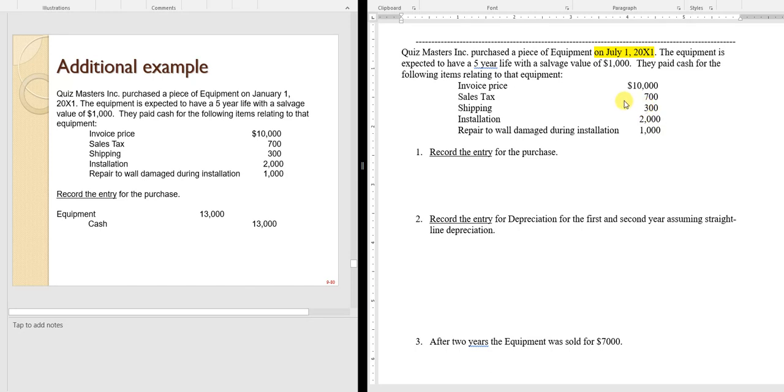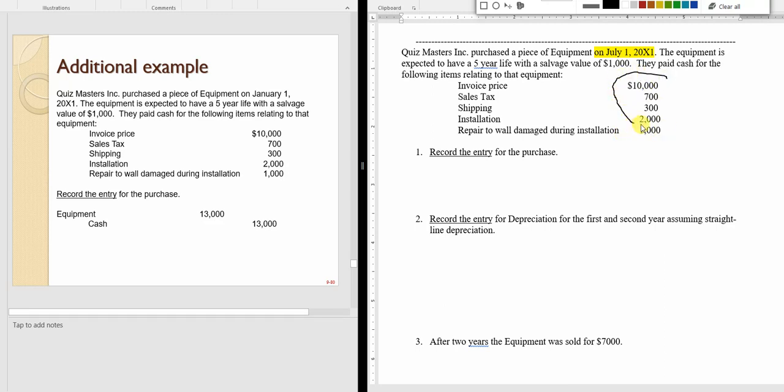So I asked myself, was it added to the cost of the asset to get it ready for its intended use? The invoice price, yes. The sales tax, yes, I had to spend that. Shipping, yes. Installation, yes. Repair to a wall damaged during installation, the answer is no. I damaged it during the installation. I didn't negotiate that as part of the purchase price, so I would take this to repair expense.